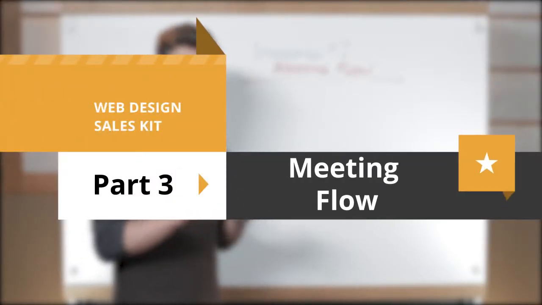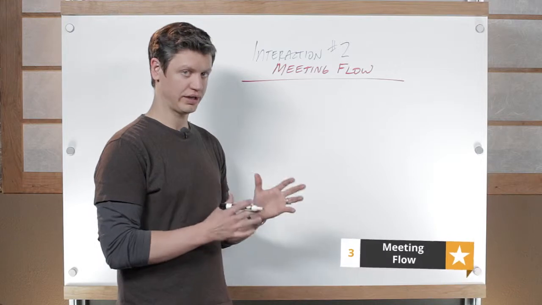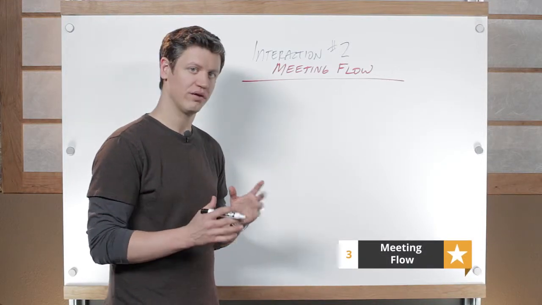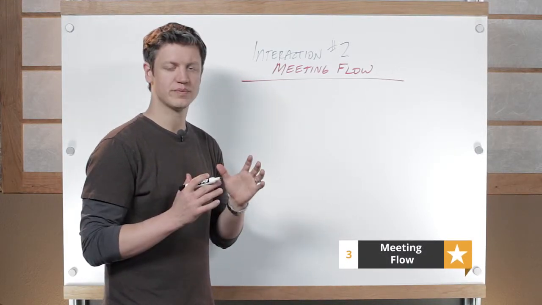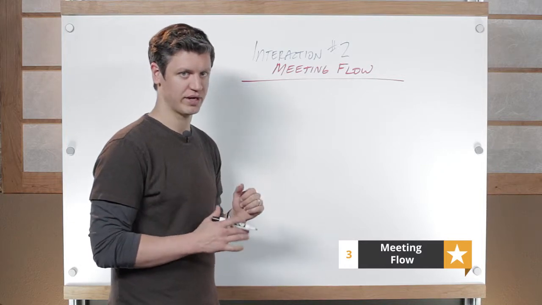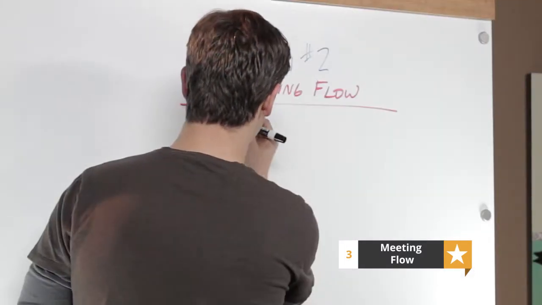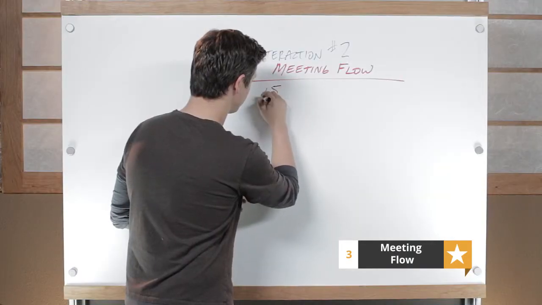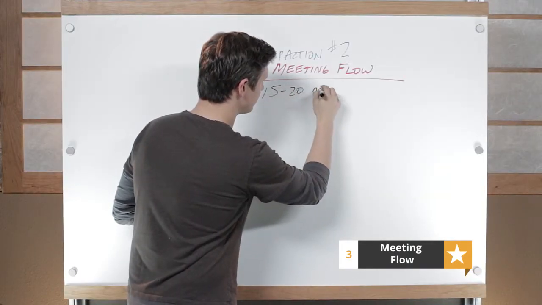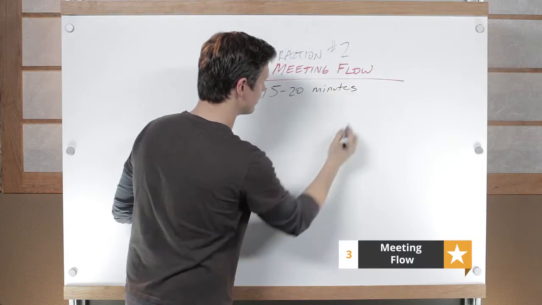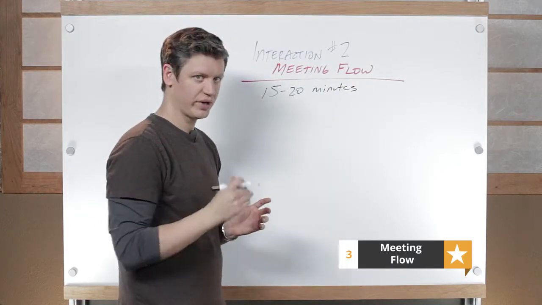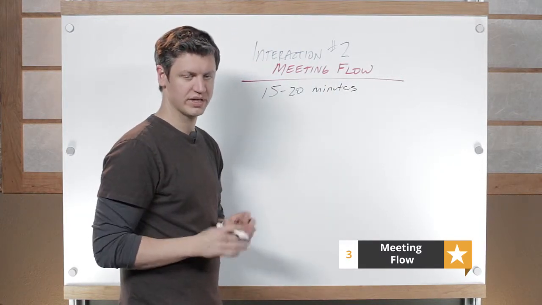Now that we understand how to create our ideal customer profile, and we know that the objective of our second interaction is to qualify our prospect, we're going to get into the specifics of what actually happens in this meeting. And I call this the meeting flow. So the second interaction, you're going to usually want to have this meeting be no more than a total of 15 to 20 minutes.